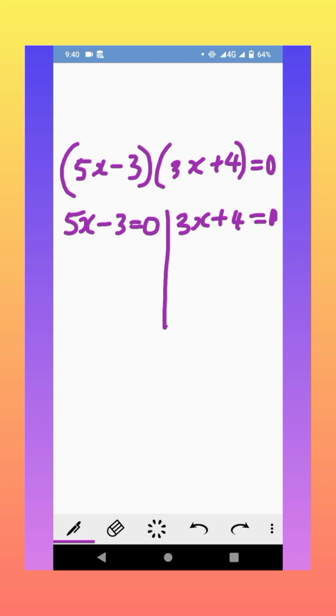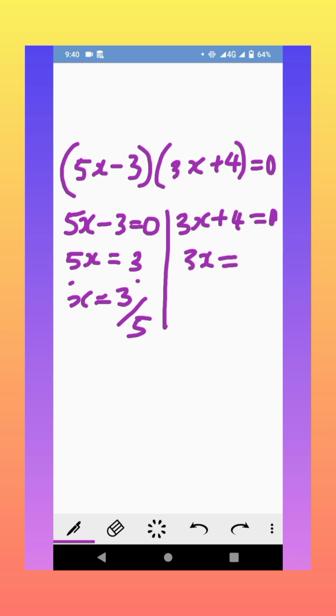Alright, so here we have 5x equal to 3. Then we divide both sides by 5, so we have x equal to 3 over 5. Here we move the plus 4, just a simple linear equation. Move the plus 4 to the right, we have minus 4, and divide both sides by 3, we have x to be minus 4 over 3. These are the solutions. Let's solve the last example.